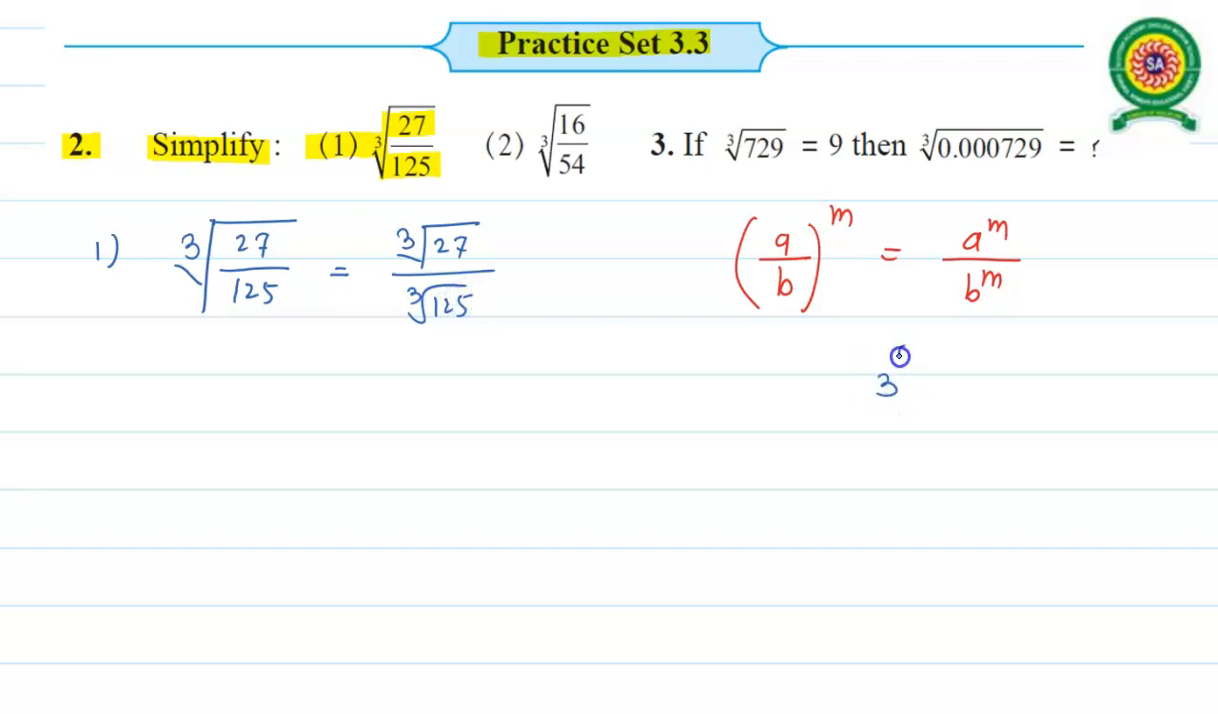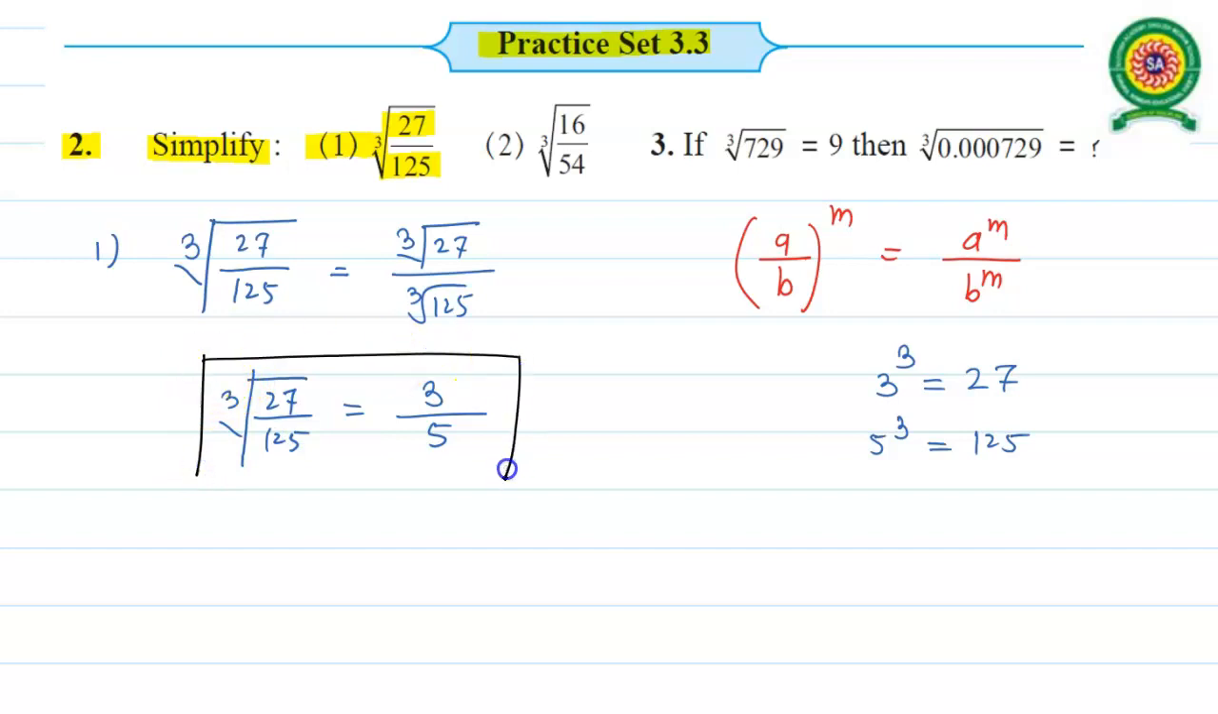Now we well know, if we find the cube of 3, that becomes 27, and if we find the cube of 5, that becomes 125. So ultimately we have cube root of 27 as 3 and cube root of 125 is 5. Think over it. 125 is the cube of which number? That means ultimately we will get the solution of cube root. Keep in mind. So cube root of 27 divided by 125 is 3 divided by 5.